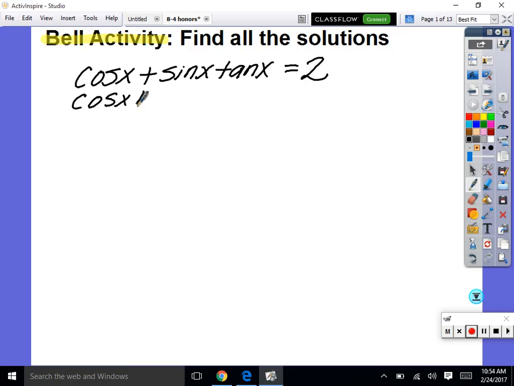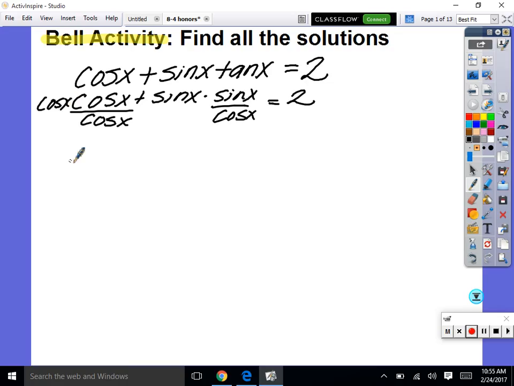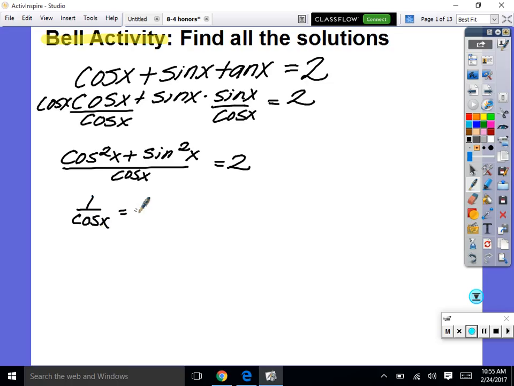So cosine of x plus sine of x times sine of x over cosine of x equals 2. Good. Then you got a common denominator. So that's cosine squared x plus sine squared x all over cosine of x equals 2. So that's 1 over cosine of x equals 2. So that's secant of x equals 2.